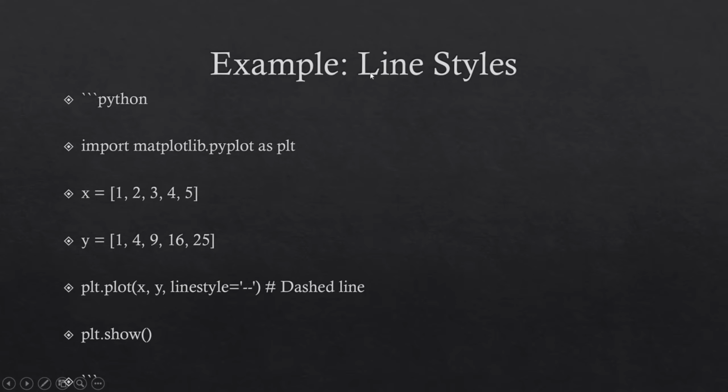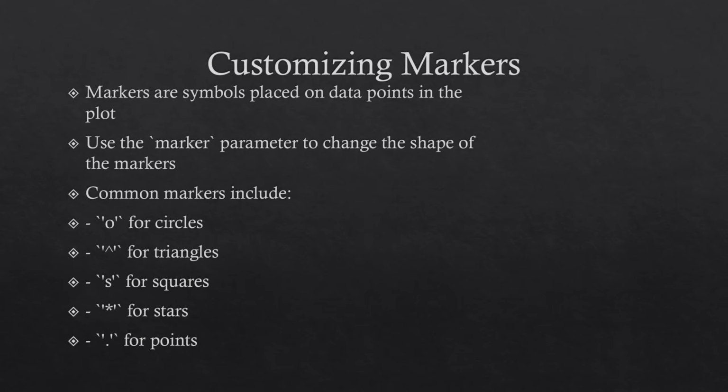Example: line style. Import matplotlib.pyplot. x is equal to 1, 2, 3, 4, 5 and y is equal to 1, 4, 9, 16, 25. plt.plot x, y, linestyle is equal to double hyphen dash line, then plt.show.